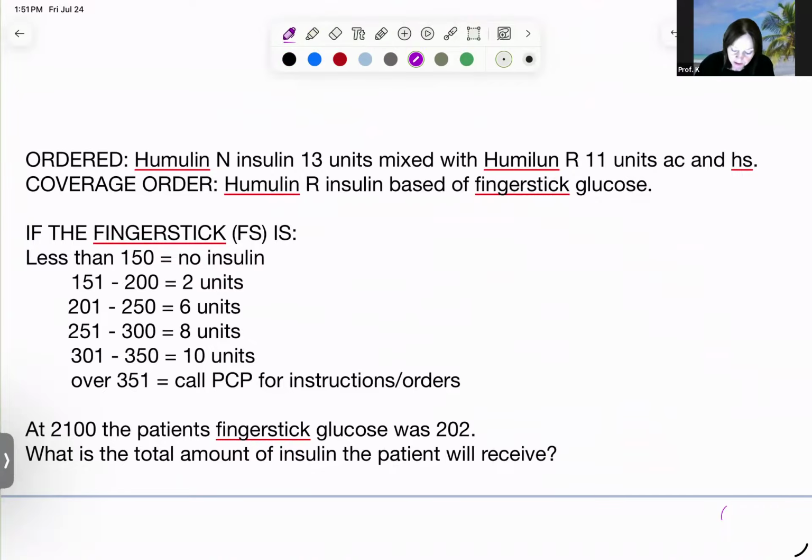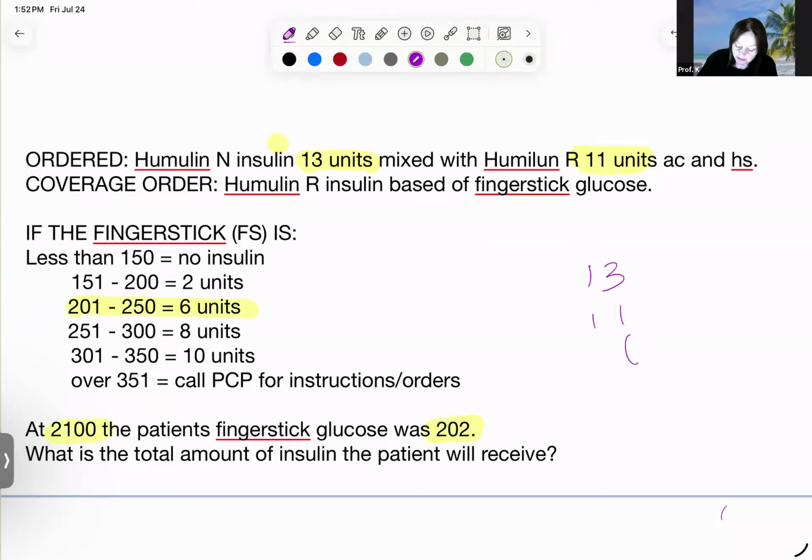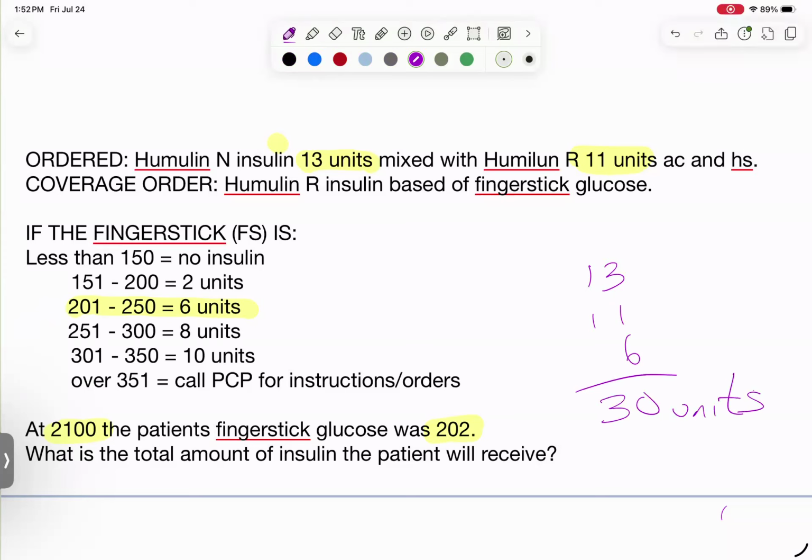So the first part is the standard order. The doctor says give 13 units of N mixed with 11 units of R before meals and at bedtime. So let's say 2100 is the bedtime. You check the sugar and it's 202. 202 falls where? 6 units. So what's the total amount of insulin? 13 plus 11 plus 6 is 30 units. So the final answer is 30 units.